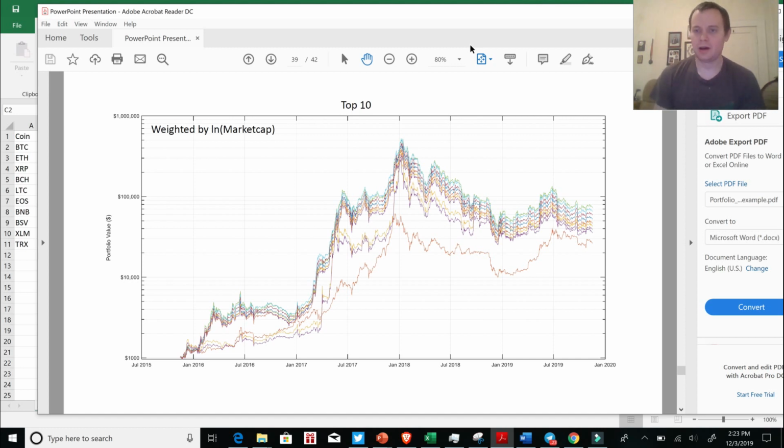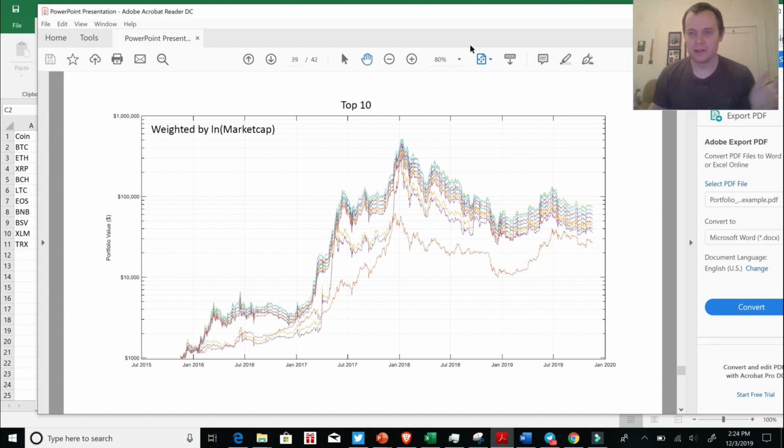So, assuming that we may or may not be in a bull market, or we may or may not be in a bear market, if you wanted to start weighting your portfolio using these types of methods, then how do you do it?